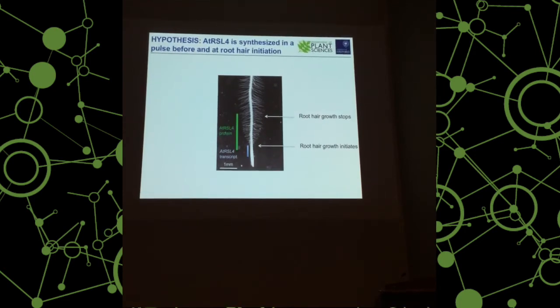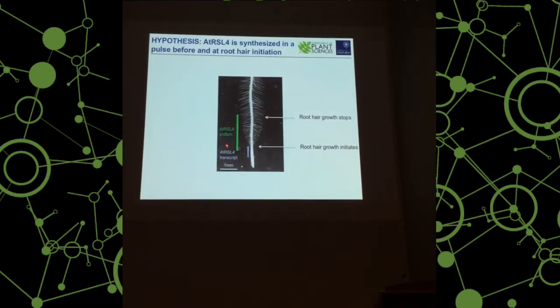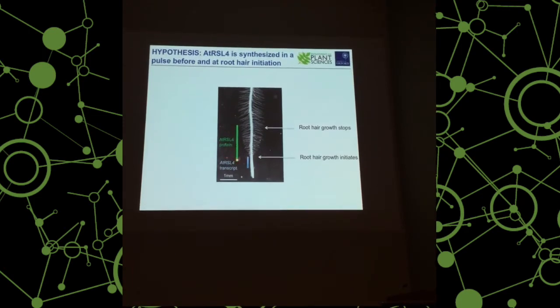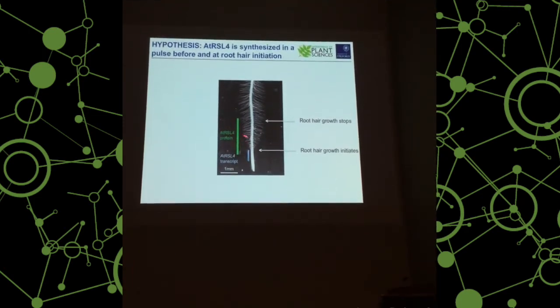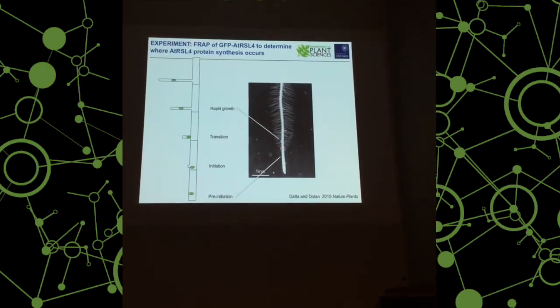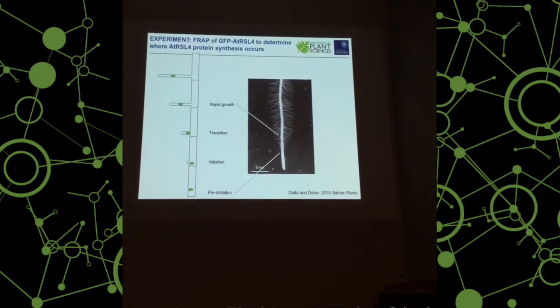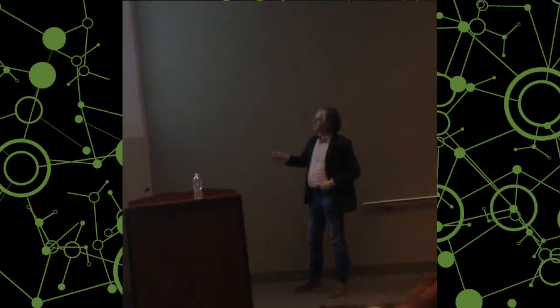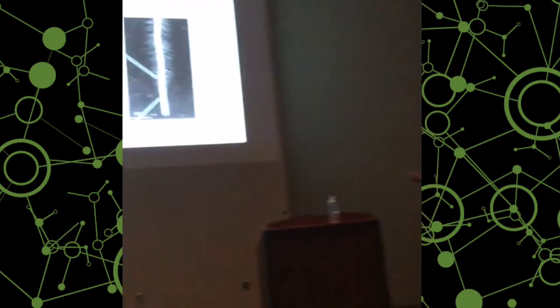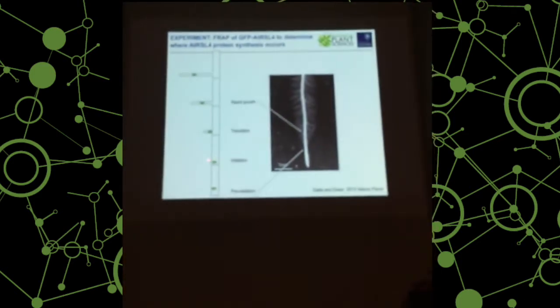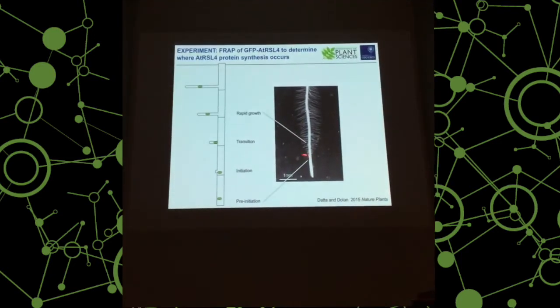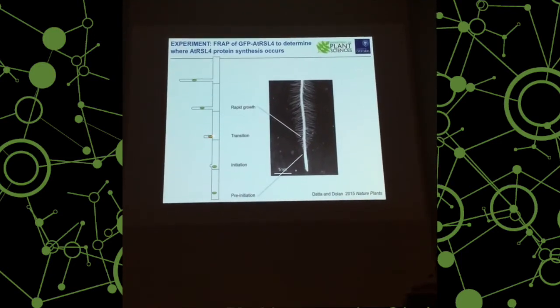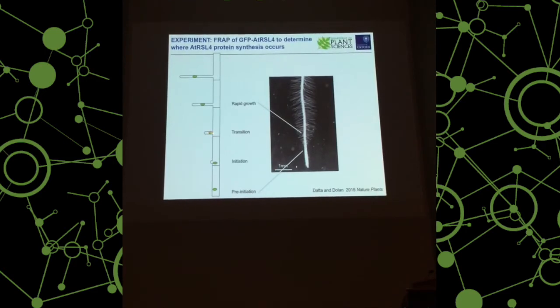To test this, we predicted that all of our RSL4 protein would be made down here, that there would be no synthesis down in this region. So we did a FRAP experiment. Just to get you aligned, I'm using this schematic. This is pre-initiation, down here. Here's initiation, you can see a little knob building here. And then we get this transition, the region where you're getting growth, but the rate of elongation is quite small. And then you've got this rapid growth phase here.